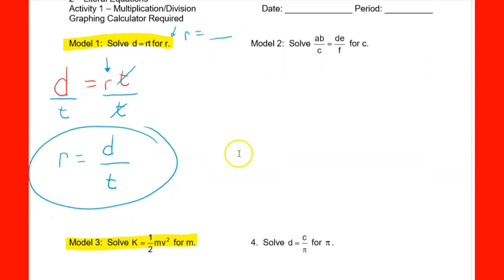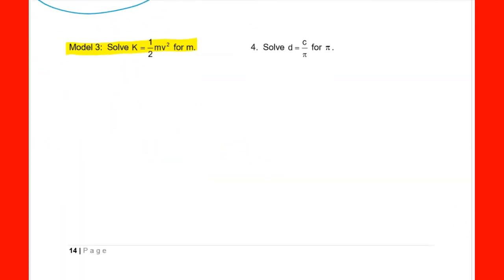Let's take a look at model number 3. It says solve k equals 1/2 times mv squared. It wants us to solve for m. So again, my answer in the very end should say m equals. So let's go ahead and write this problem down. The goal is to get the variable m by itself. Right now, it's being multiplied by 1/2 and v squared.